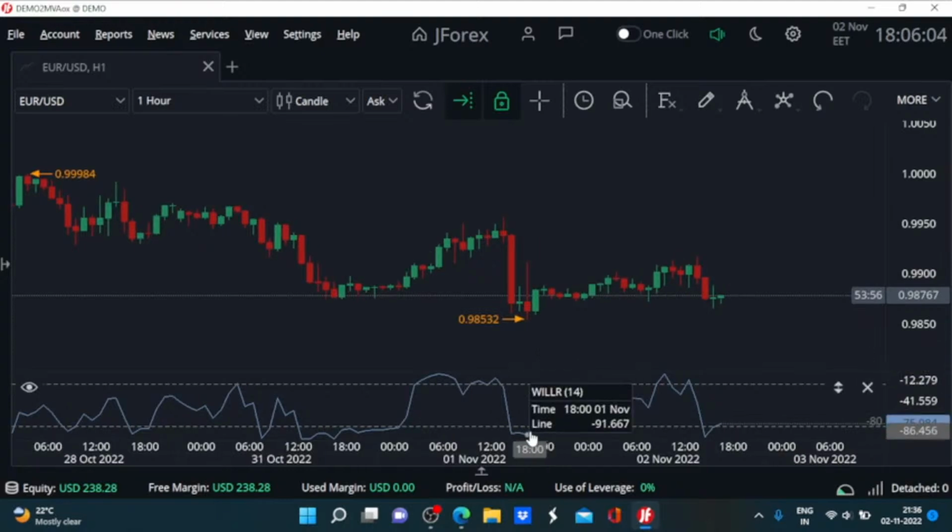And in terms of sell trade, and when we are looking for buy trade after having seen an oversold situation prevail, we can reverse the course.